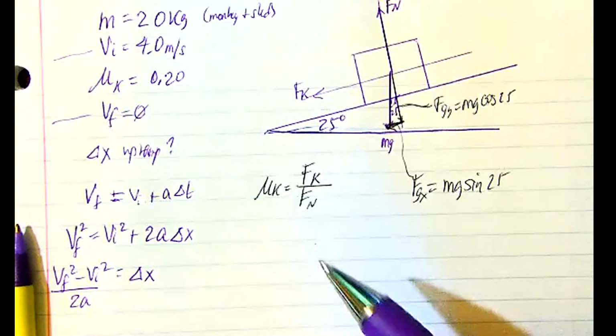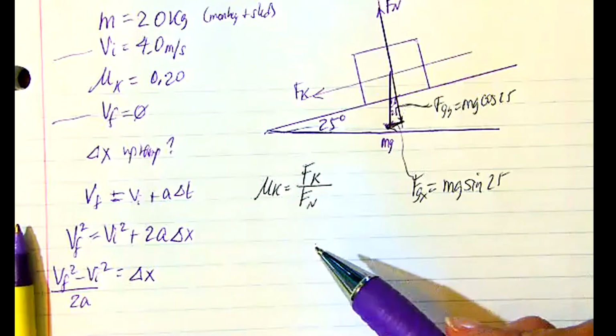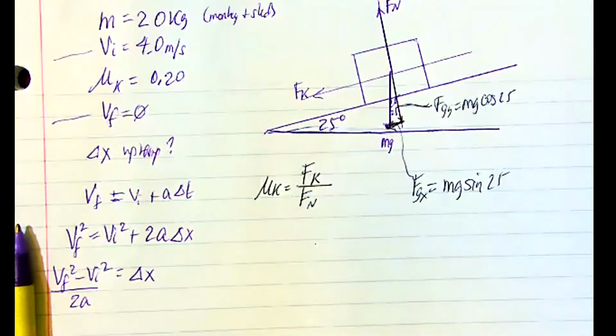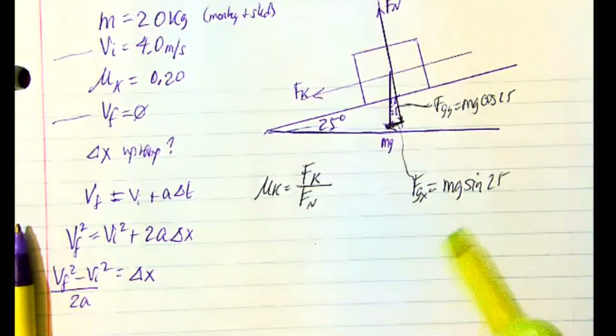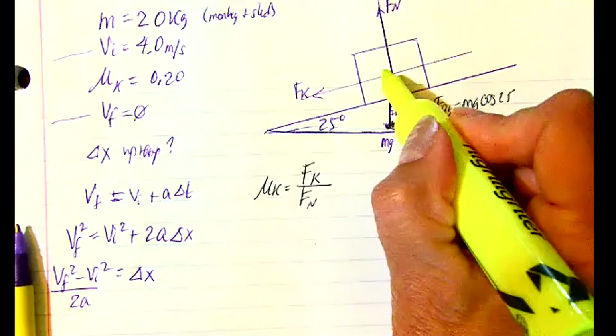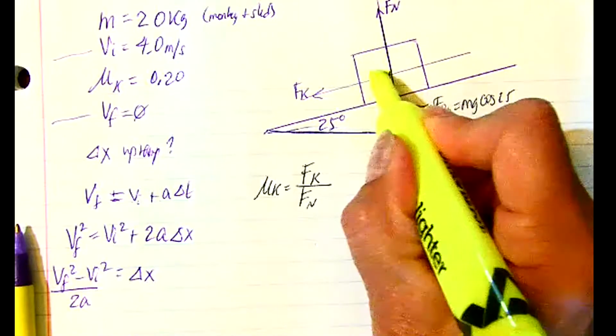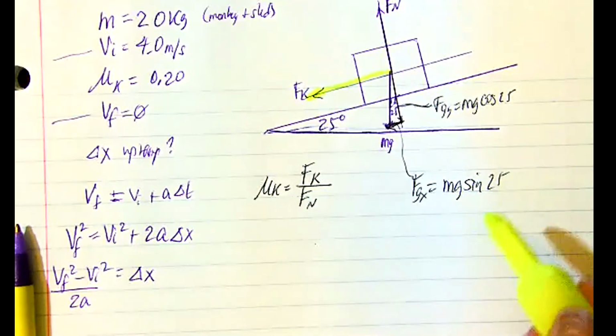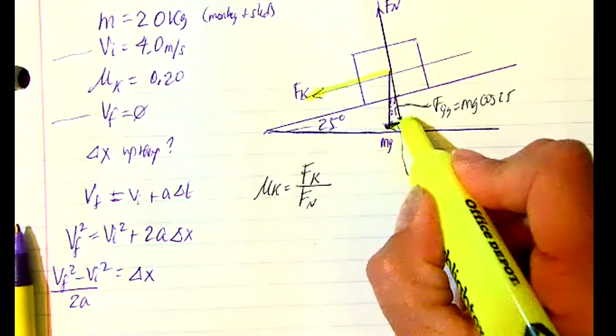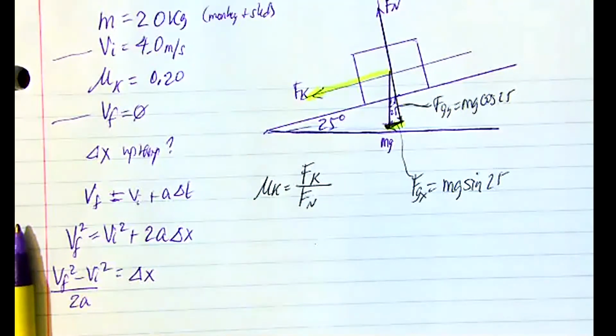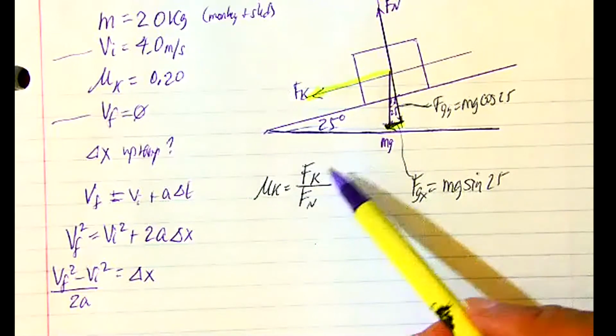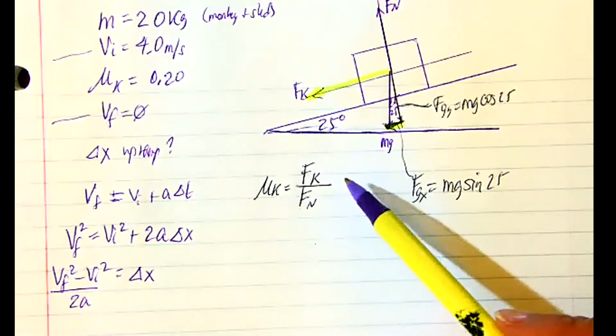So let's look at our vectors. From the vectors, I only see two vectors in the x direction, huh? I only see two vectors in the x direction. Notice that the friction force is going down, but so is the gravitational force in the x direction. They're both going to the left. That's really interesting. They're both pointing in the same direction.